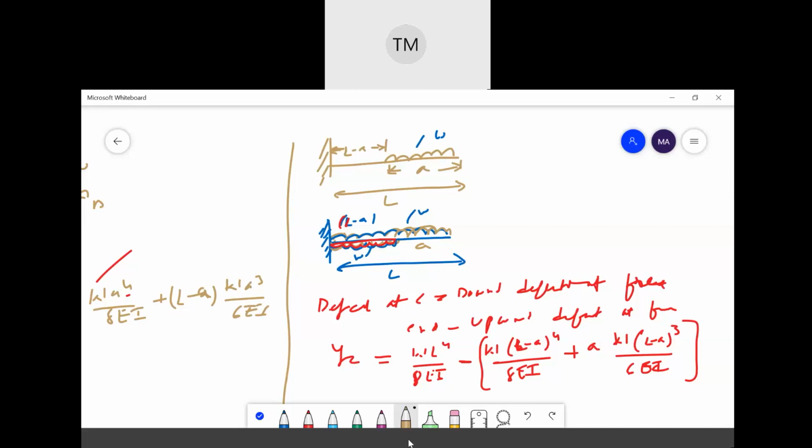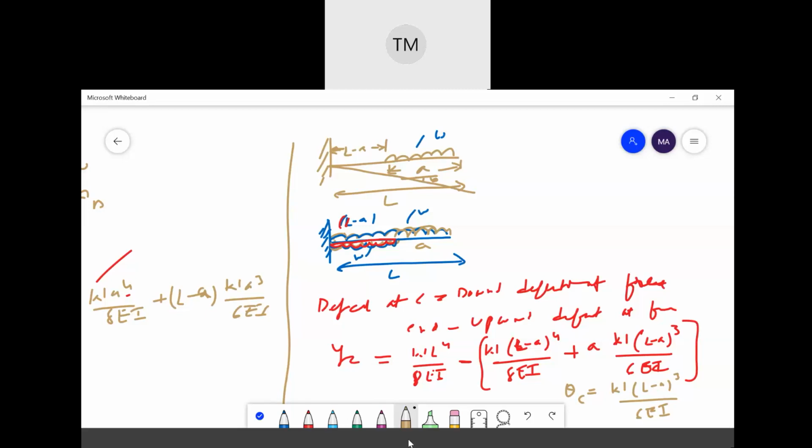Then what is the slope? Slope will be the same. Theta C is equal to, if you have the deflection, then the slope will be the same at any point. So theta C is equal to W into L minus a whole cube by 6 EI, which will be your slope. Is it clear?